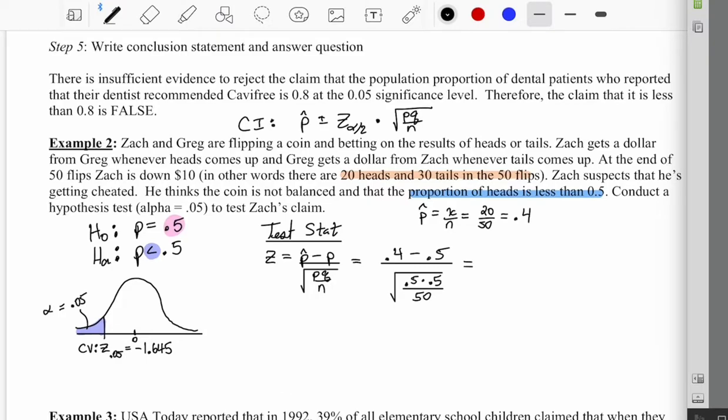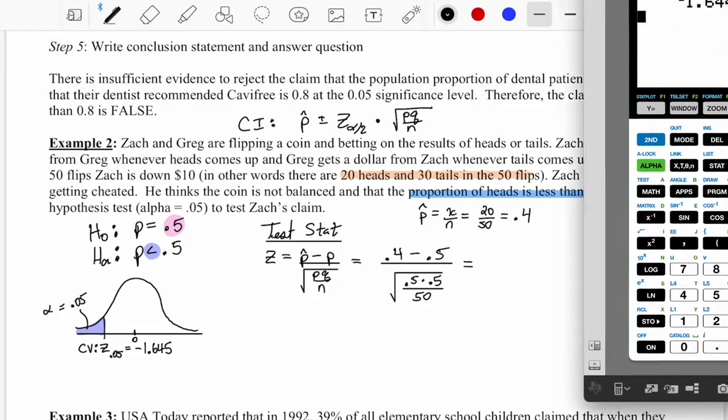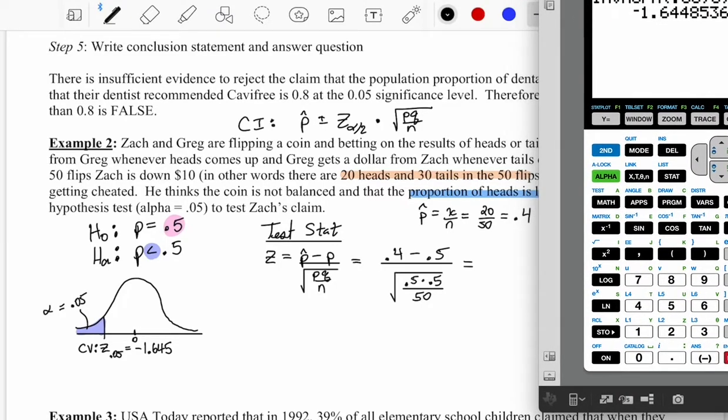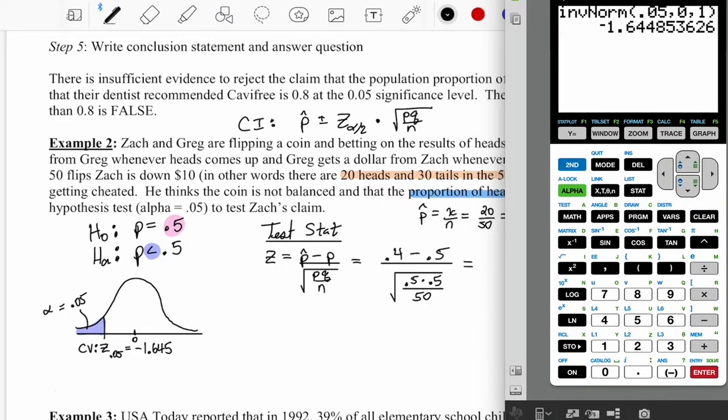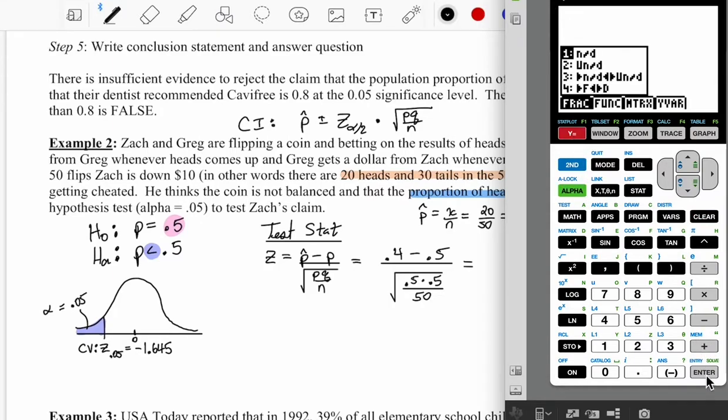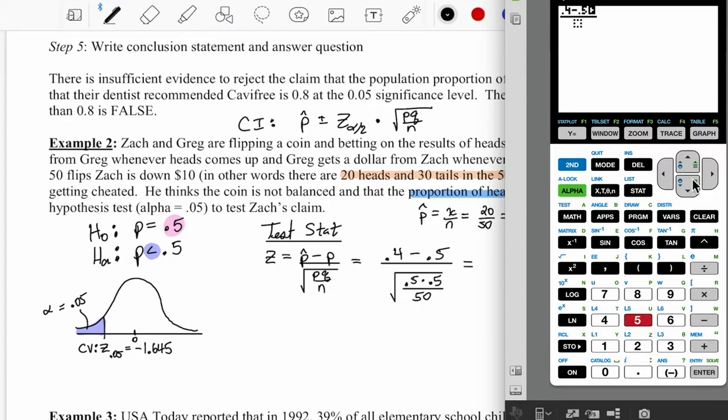All right. So we're going to crunch these numbers. You do it as a fraction, alpha y equals N over D. 0.4 minus 0.5, you probably do that in your head, but I'll just do it out. The square root of another fraction, alpha y equals N over D. 0.5 times 0.5, again, something you probably do in your head, but let's just do it this way. Over 50.